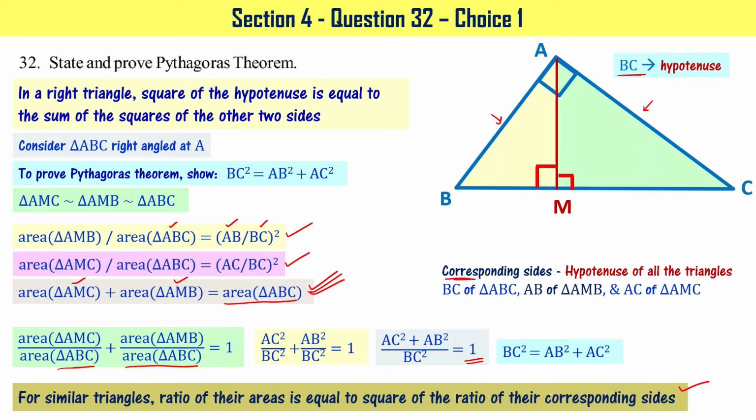That is what we wanted to show to prove Pythagoras theorem, right? We got BC square equal to AB square plus AC square. Hence, we can say that in a right triangle, square of the hypotenuse is equal to the sum of the squares of other two sides. Please note this theorem. This is called Pythagoras theorem.